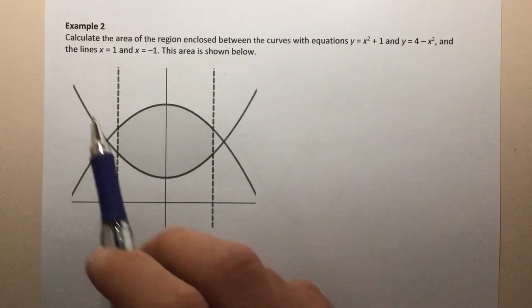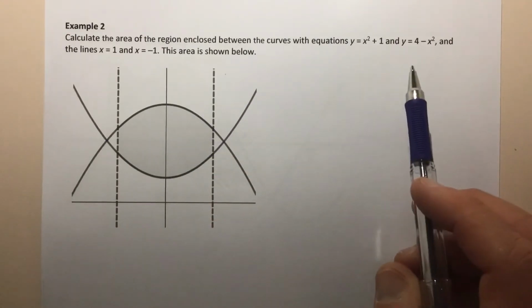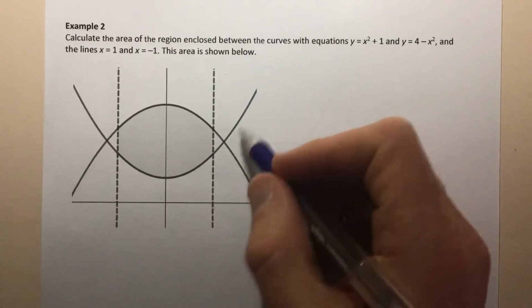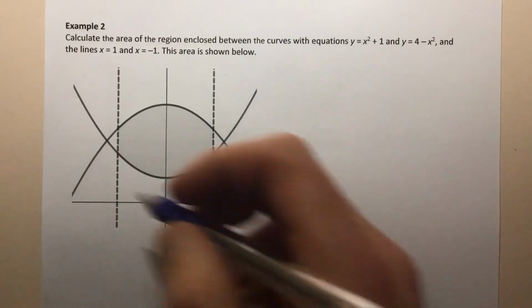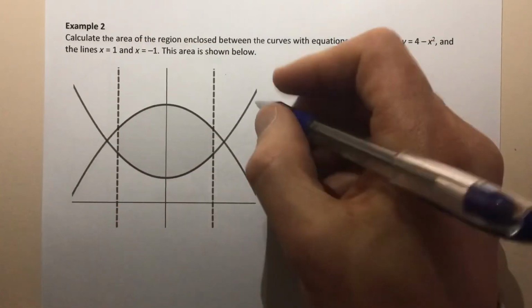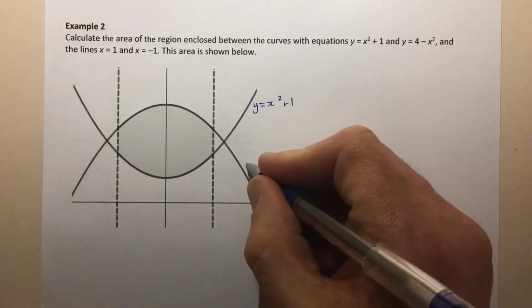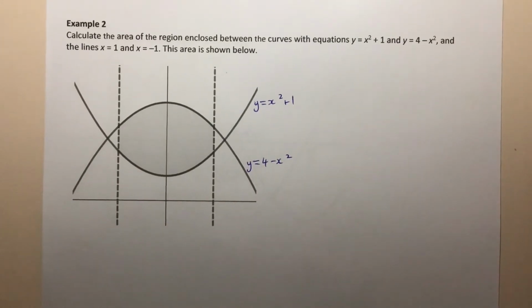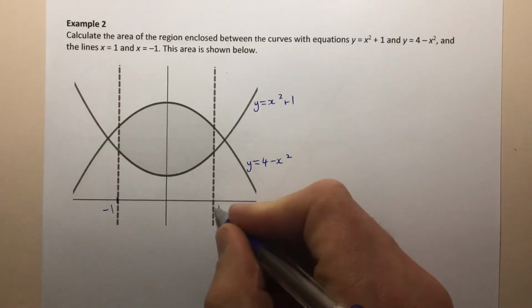So here we've got: calculate the area of the region enclosed between the curves y equals x squared plus 1 and y equals 4 minus x squared. So these are both parabolas, but again, just to label the graph so we can easily identify which one's on top, which one's on the bottom. The positive parabola is x squared plus 1, so y equals x squared plus 1. And the negative parabola is y equals 4 minus x squared. And the question told us that the lines that are shown are x equals 1 and x equals negative 1. So essentially this line here is negative 1, and that's 1.